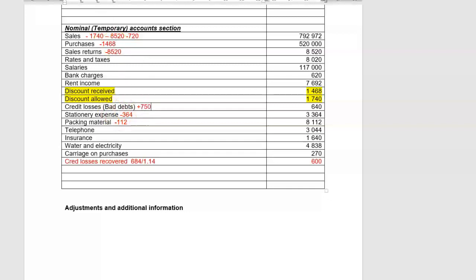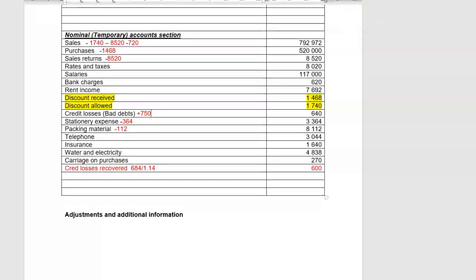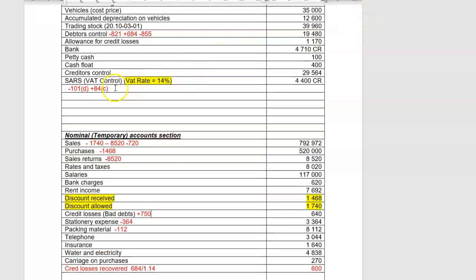The balancing figure, i.e. the 14% of the 750 Rand, is going to be 105 Rand, and that 105 Rand is going to be a VAT input. So therefore, we're going to deduct the 105 Rand from our VAT control balance because it's a debit against that account, because it's VAT input.